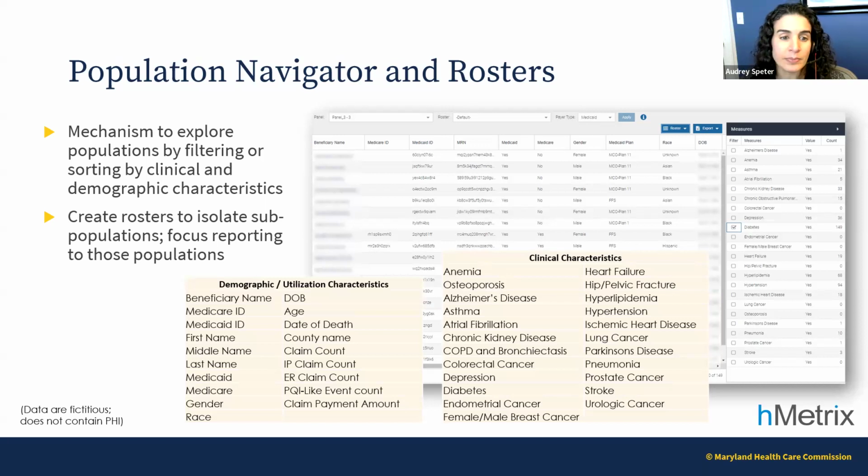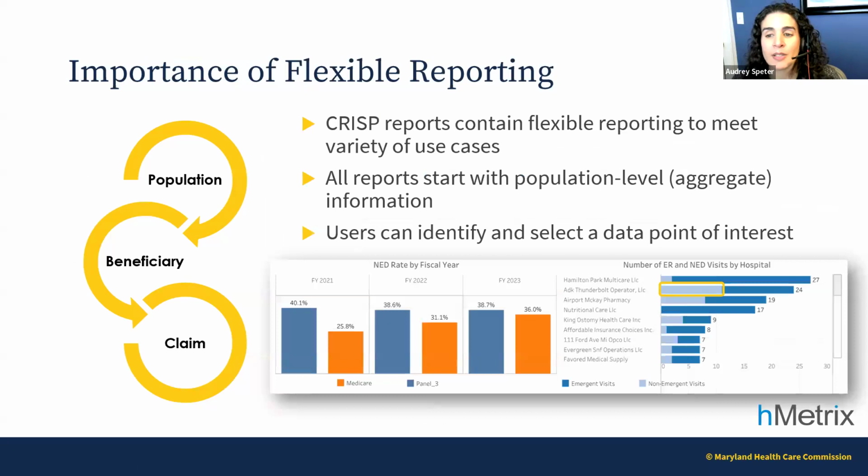Next slide, please. So one of the major tenets of a lot of the CRISP reporting is the importance of flexibility. So all of the reports generally allow you to get to different levels of aggregation depending on your needs. So the reports start at the population level. They start at the highest level of what is the overall trend, but they enable you to then drill down to a beneficiary level and then be able to drill down even further to a claim level.